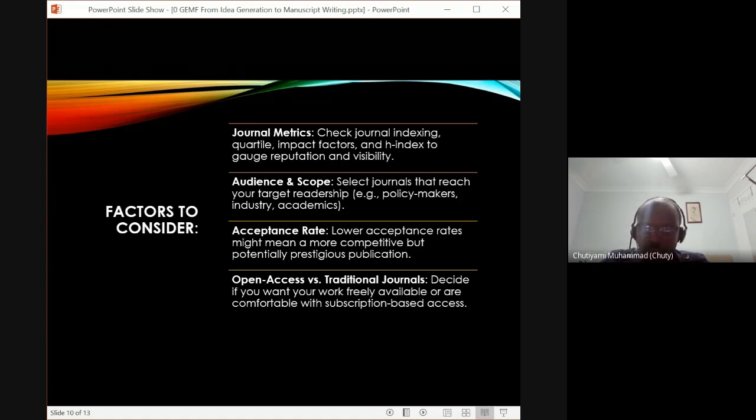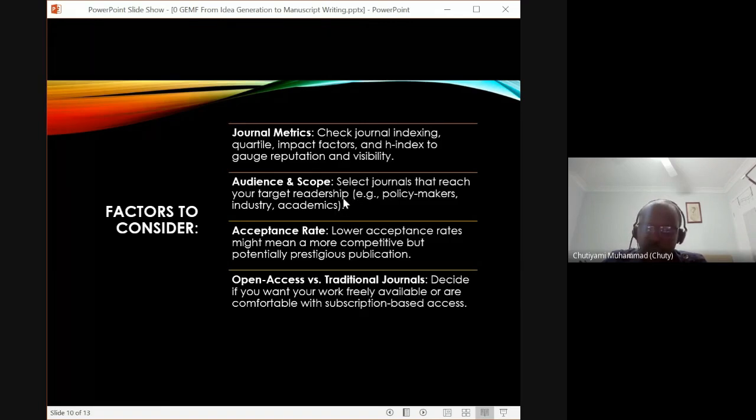On top of that, if you want to go further, you can think about things like the quartile of the journal. Is it Q1, Q2, Q3, Q4? And you can think about the impact factor as well, or even H index, which are important but less important compared to the indexing, in my opinion. Then you think about the audience and the scope. Who are you targeting for that journal?